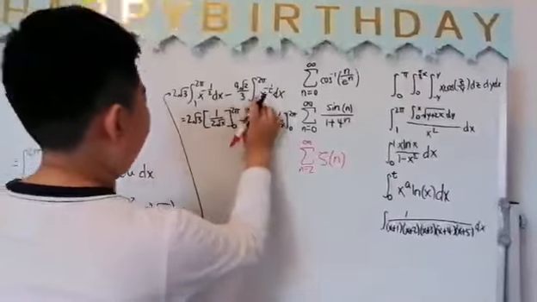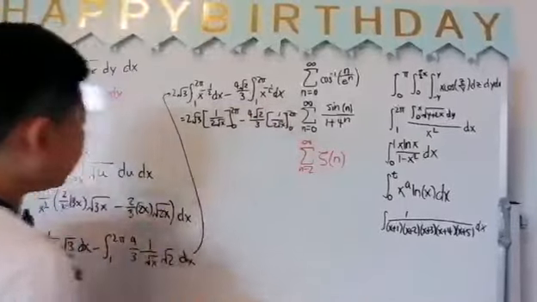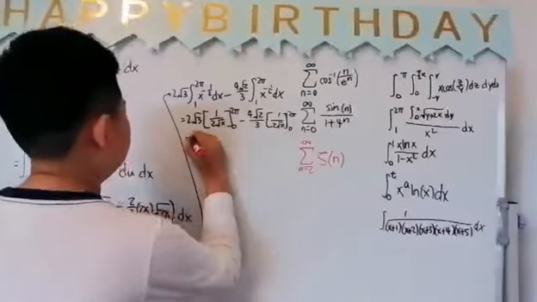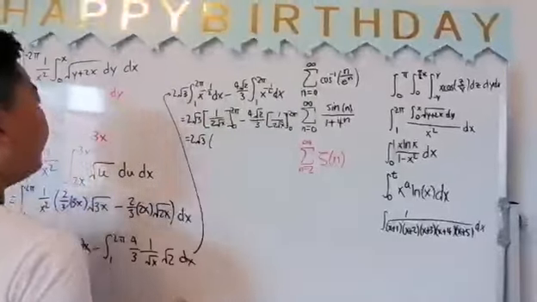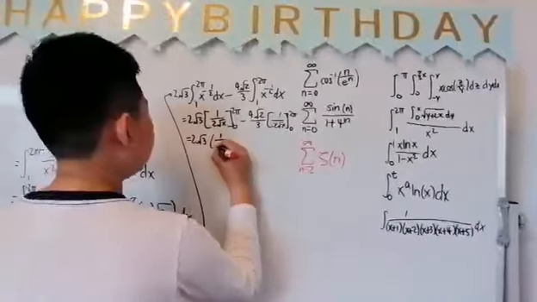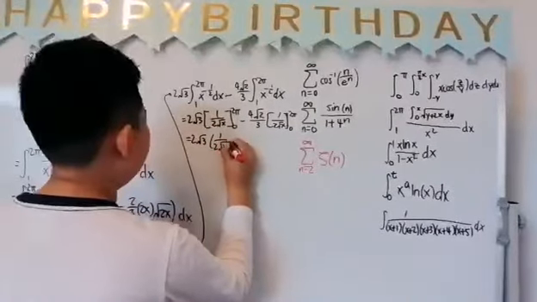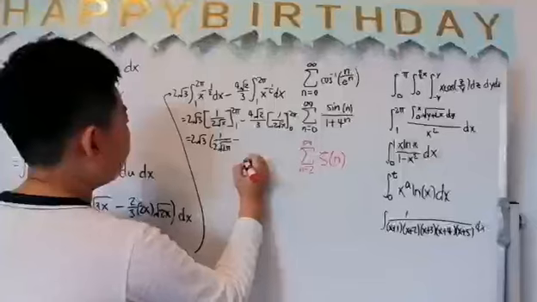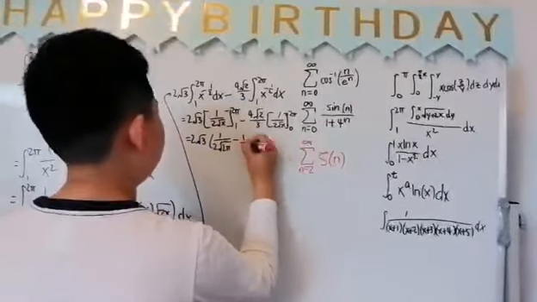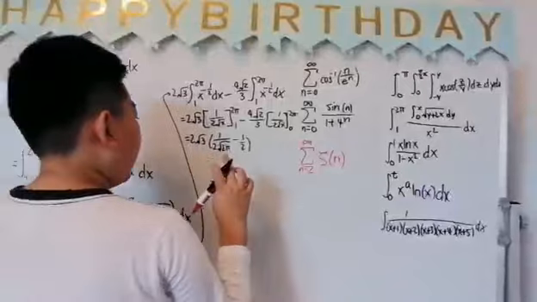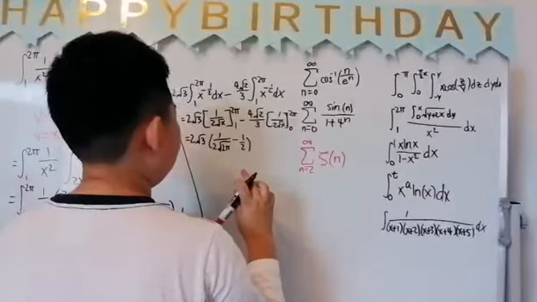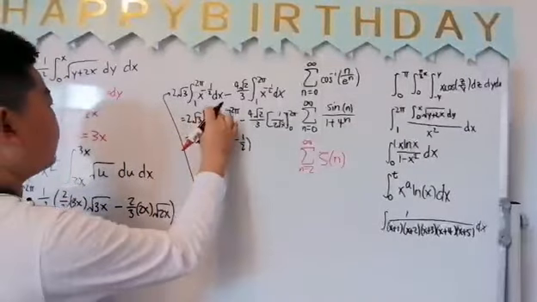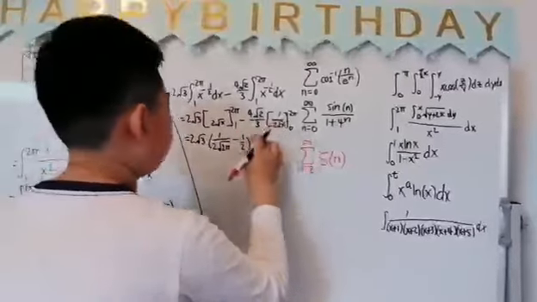Plugging in 1, we just get 1/2. And then plugging in pi, we get 2 root 2 pi, of course. So yeah, this equals 2 times the square root of 3 times 1 over 2 root 2 pi minus, plug in 1, we will get minus 1 over 2. We don't take the reciprocal. We do not take the reciprocal.